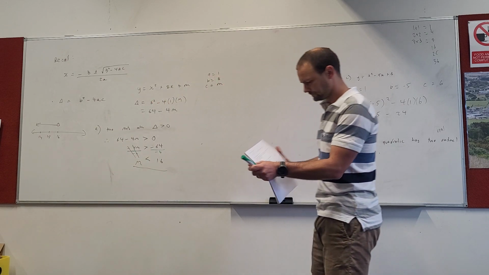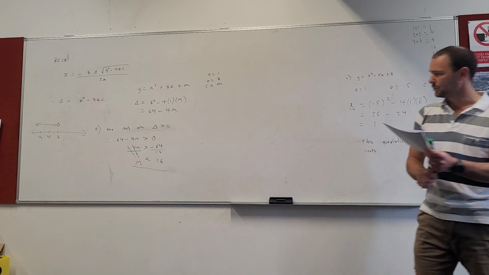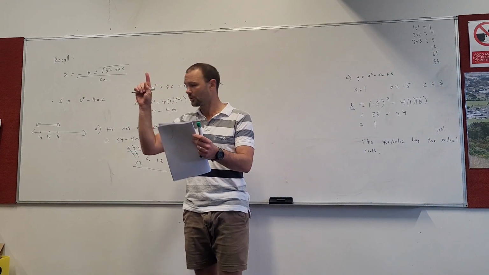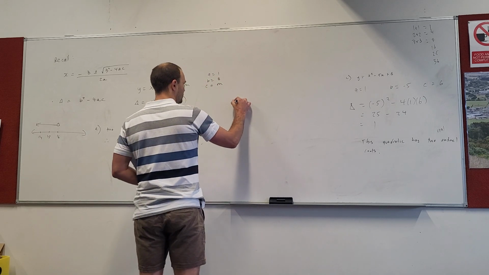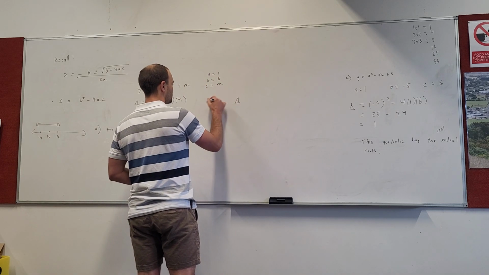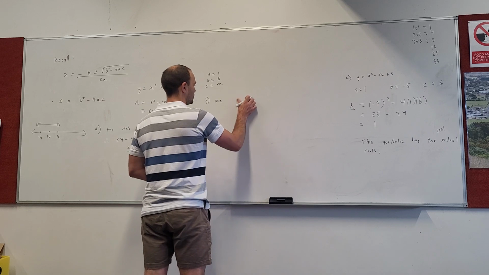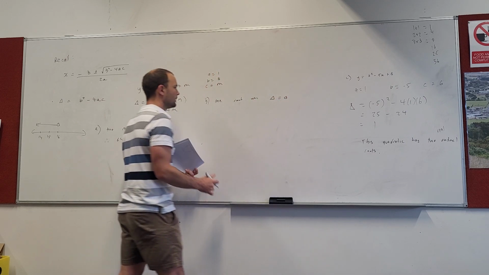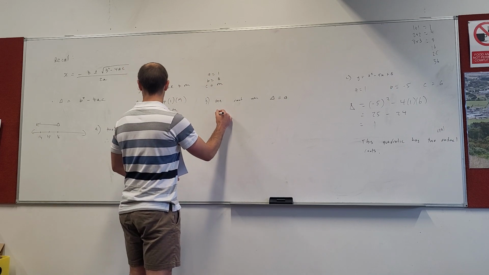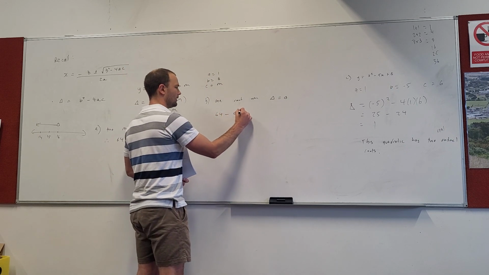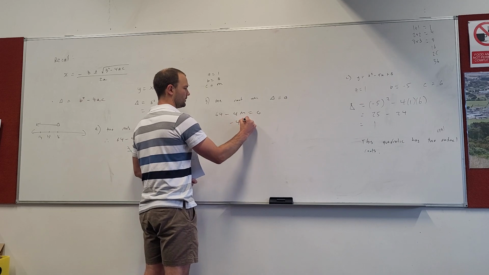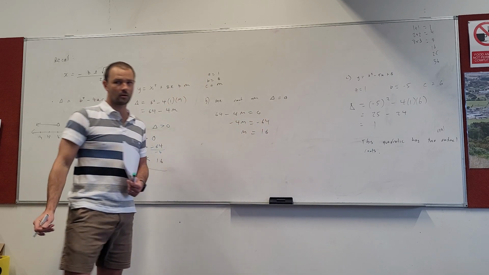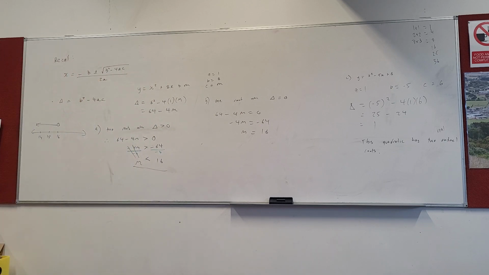B says 1 root. Okay, so let's look up at our notes. 1 double root occurs when the discriminant equals 0. So let's write that. 1 root when delta equals 0. So that means, what's the discriminant? 64 take 4m equals 0, and we can go through and solve this, right? Okay, there is 1 root when m is 16.